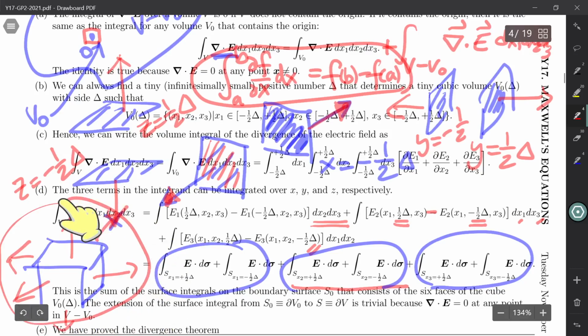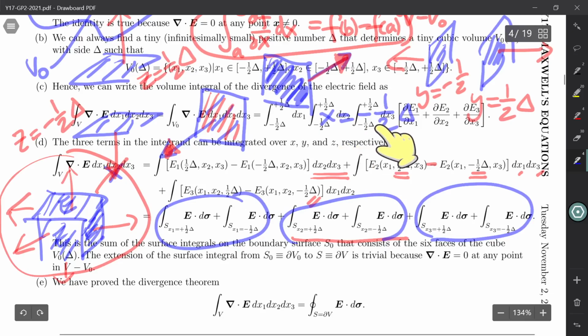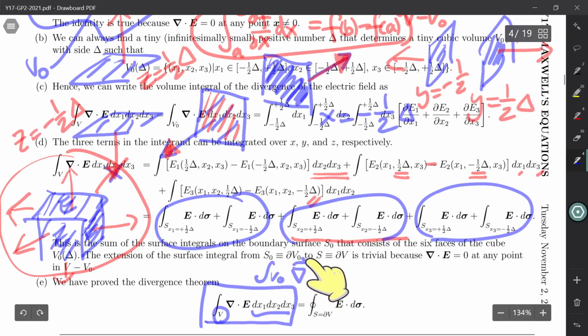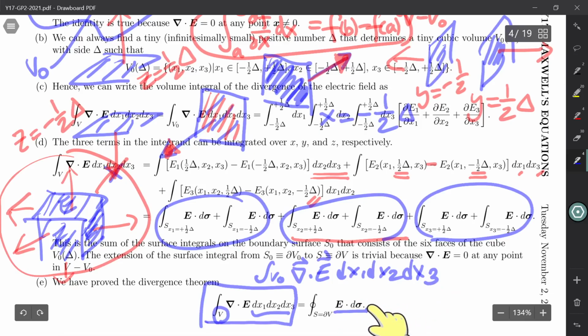So this is the electric field integrated over the surface instead of the volume. Finally, the divergence volume integral over a very tiny volume that contains the origin, V0, is identical to the surface integral of the electric field. And the surface is the boundary of V0.